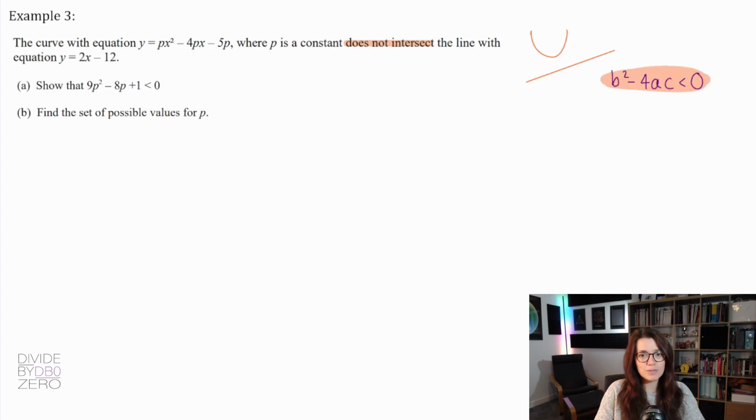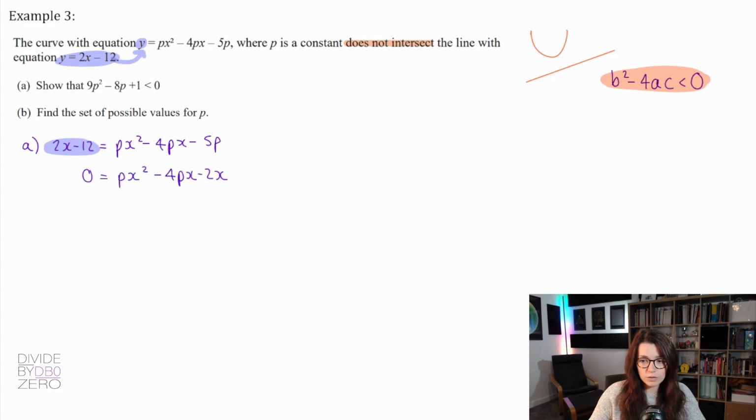Again, in this question, because we're thinking about a curve and a line not intersecting, we have to find the combination of the two equations first before we can consider the discriminant. So let's substitute the linear equation into the curve equation. That will give us 2x - 12 = px² - 4px - 5p. So just replacing the y with the 2x - 12. I would then move everything over to the right-hand side and then collect all the terms together. So px² is on its own in terms of the x² terms. We've then got (-4p - 2) for x, and then -5p + 12 on the end.